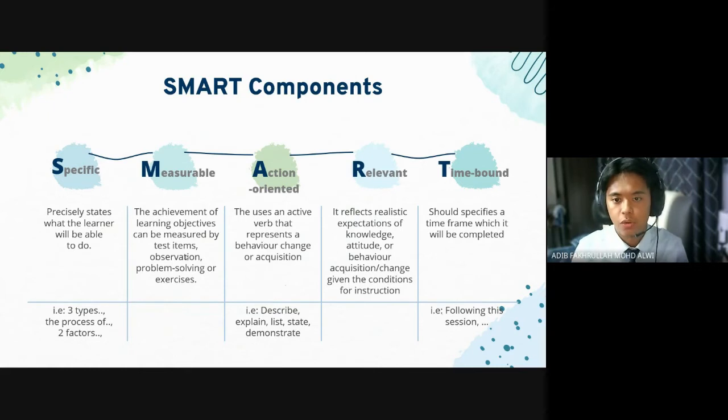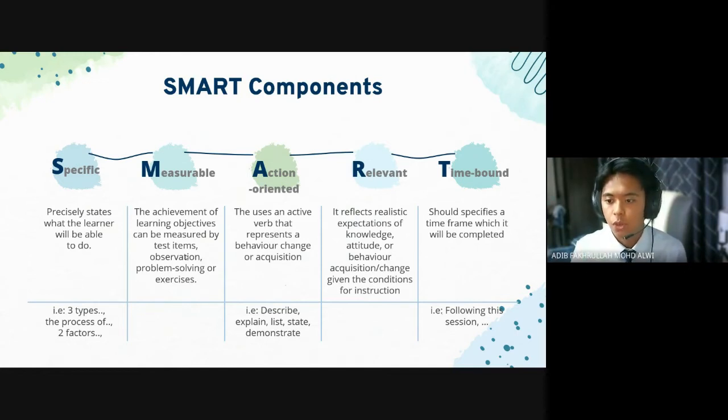Okay, and next, action-oriented, which means the learning objective should use an active verb that represents a behavior change or acquisition. For example, describe, explain, list, state, and so on. And R for relevant, which describes that it reflects realistic expectation of knowledge, attitude, or behavior acquisition or change given the conditions for instruction. And T, the last one, time-bound. So the learning objective or outcome should specify a time frame in which it will be completed.